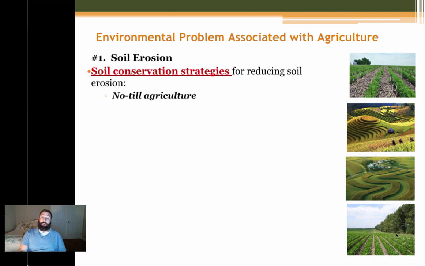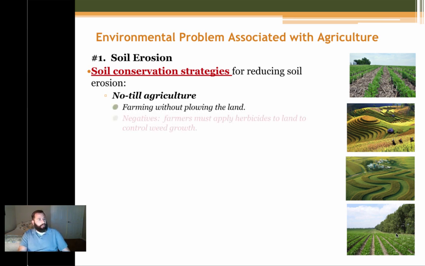The first one is no-till agriculture. Think about it, right? If we don't plow or till the land, then you don't have that problem of having the soil become eroded by the wind and the water. This is farming without plowing the land. The problem, though, is that since we're not plowing the land to control the weeds, the farmers have to apply herbicides to control the weed growth. And the problem with that is that it's chemicals, and runoff can get into waterways. That's not good.